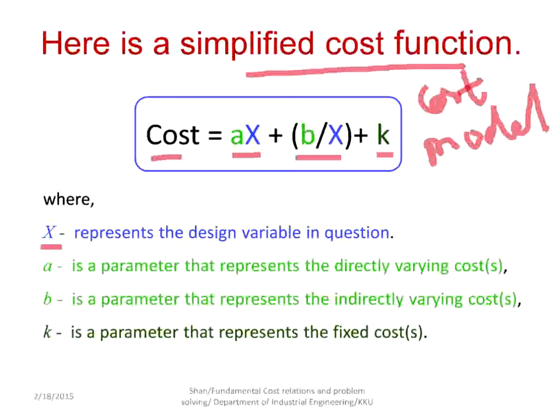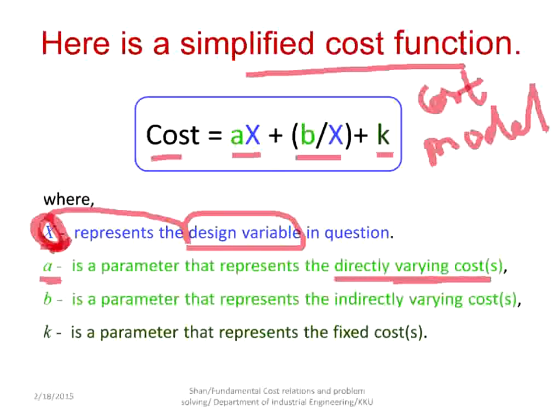X is the design variable. This is the critical one which is affecting the cost. The engineers have found this. So this cost is written in terms of fixed cost and variable cost. See here, A. What is A? A is the parameter that represents directly varying cost. It's a variable cost. A is a variable cost, and B is also a variable cost, but indirect variable cost.